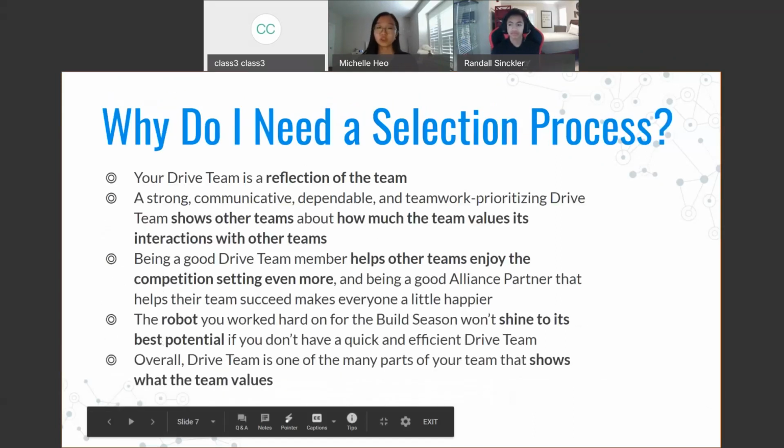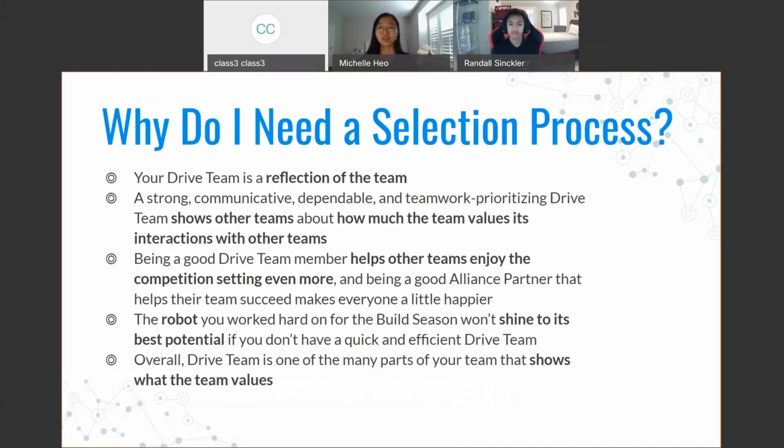So you may be wondering, why do I need an entire selection process to choose a drive team? Like, can't I just put in a few people who I think are skilled? To answer it simply, your drive team is a reflection of the team. Strong, communicative, dependable, and teamwork prioritizing drive teams show other teams how much your team values building good relationships with other people. Being a good drive team with members that are skilled and have good attitudes can help other teams enjoy the competition setting a little more, knowing that they have partners who want to succeed and have fun as much as they do.